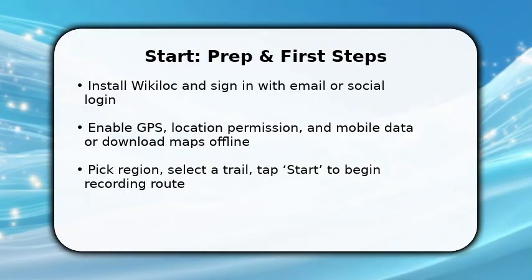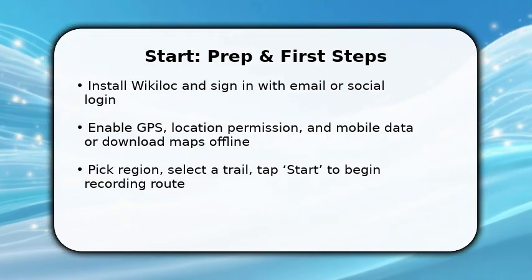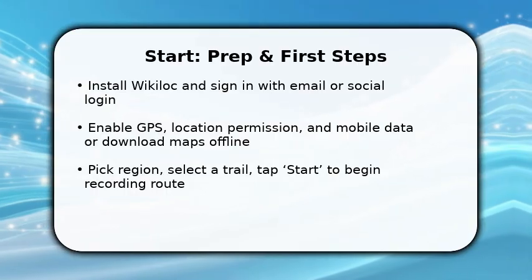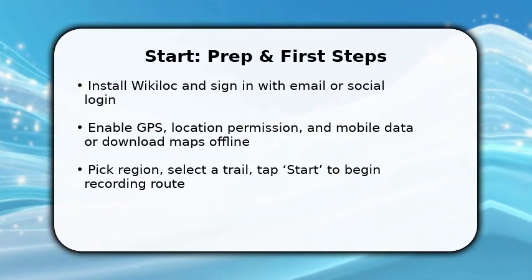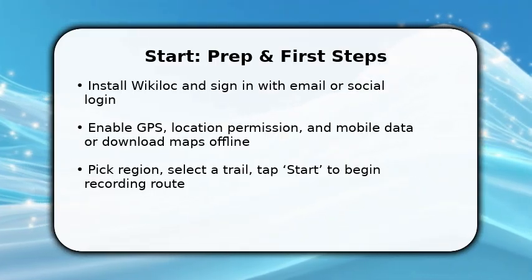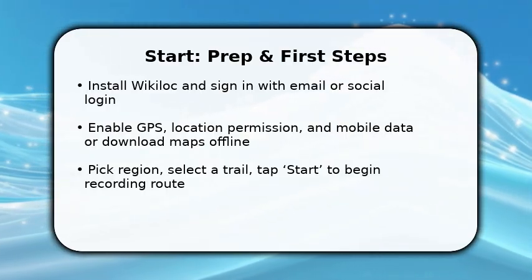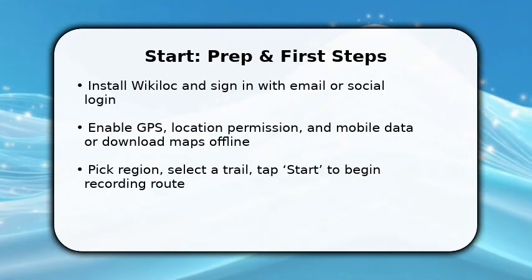You begin by installing Wikiloc and signing in so your route's saved to your profile. This also lets you follow others. Once done, enable GPS and give location permissions because accurate tracking is essential. Make sure maps are available, either online or downloaded for offline use. Then choose a trail in your area and tap Start to record.